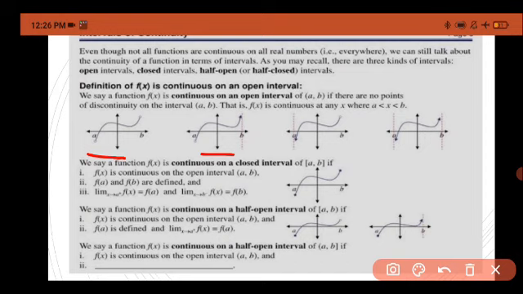Another thing, we say a function f(x) is continuous on a half open interval [a, b) if f(x) is continuous on the open interval (a, b) and f(a) is defined and the right hand limit at a should be equal to f(a) only. We say a function f(x) is continuous on a half open interval if f(x) is continuous on the open interval (a, b).